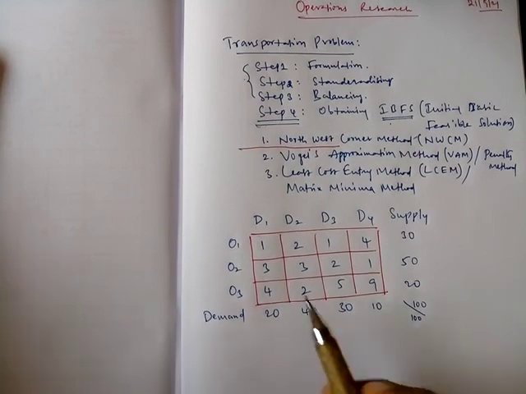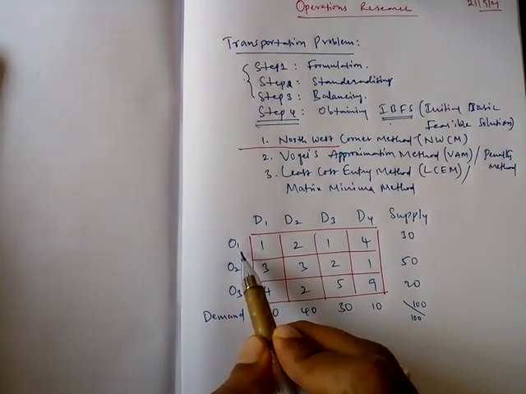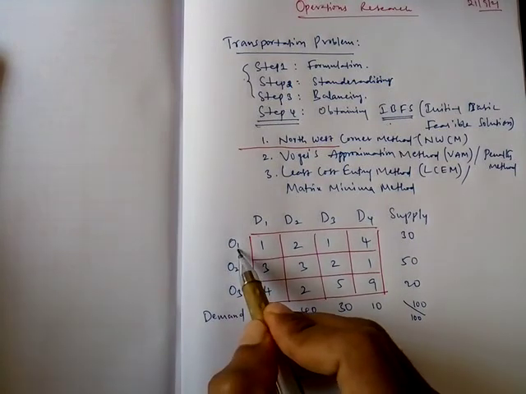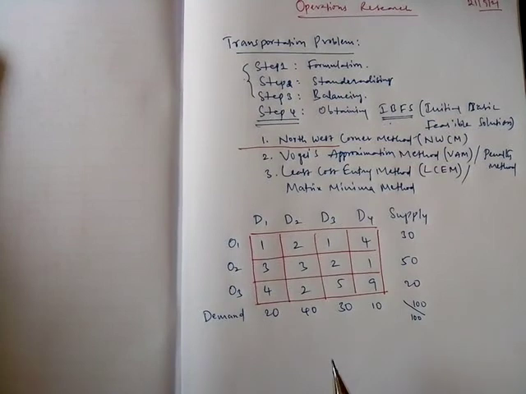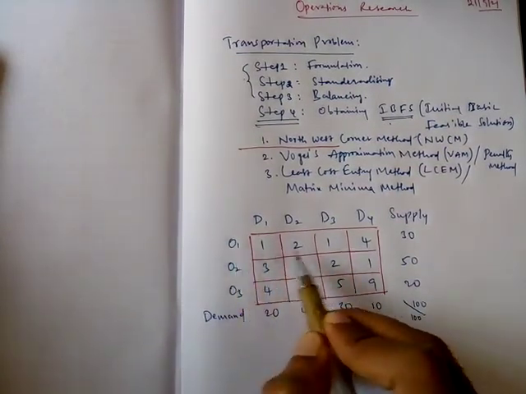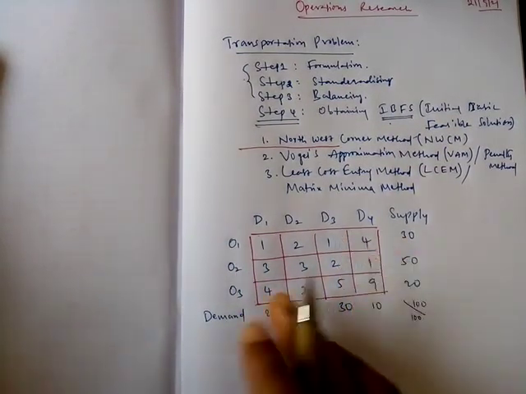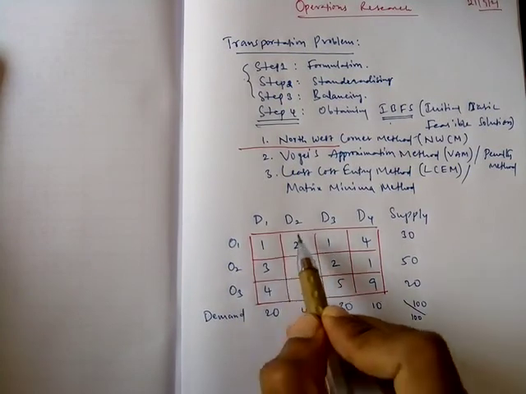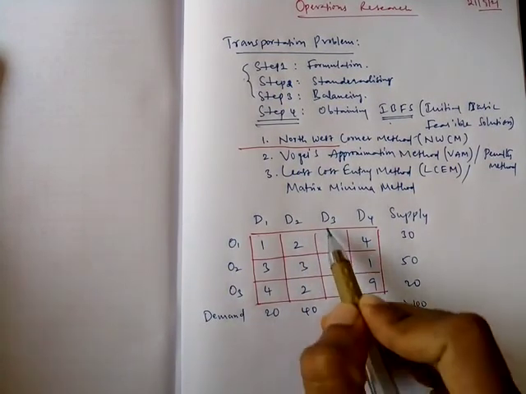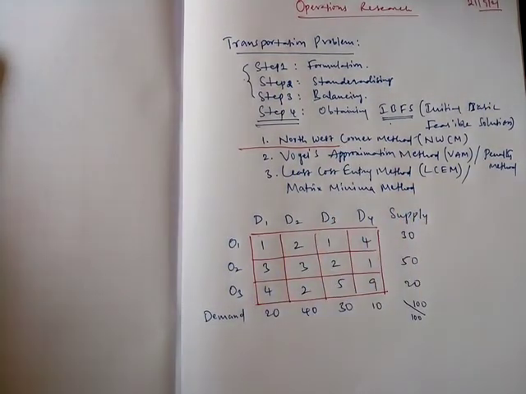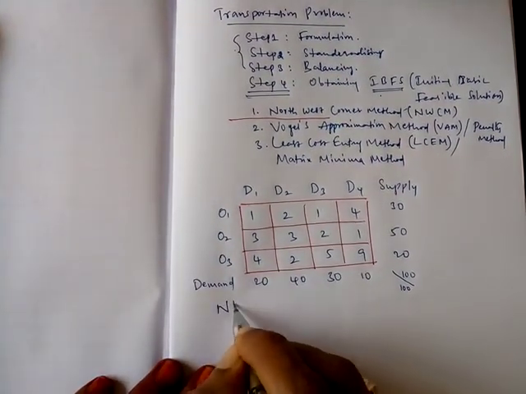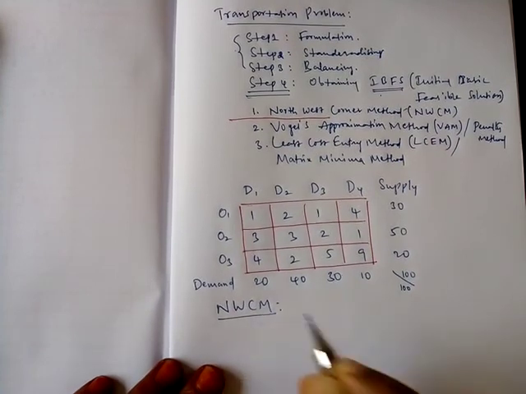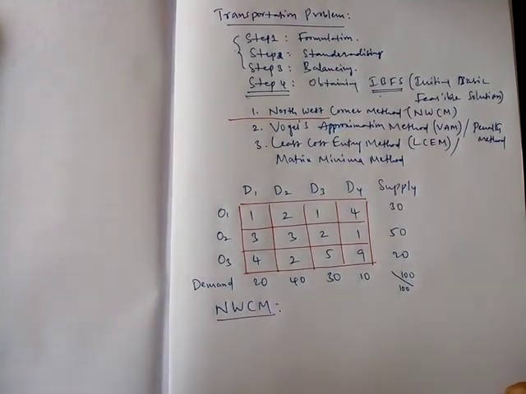If we need to supply 1 unit from O1 to D1, the cost is 1 rupee, something like that. O1 to D2 is 2 rupees, O1 to D3 is 1 rupee, and so on. O2 to D2 is 3 rupees, O3 to D3 is 5 rupees. Now let us apply the northwest corner method to this transportation problem. Let us see how it goes.